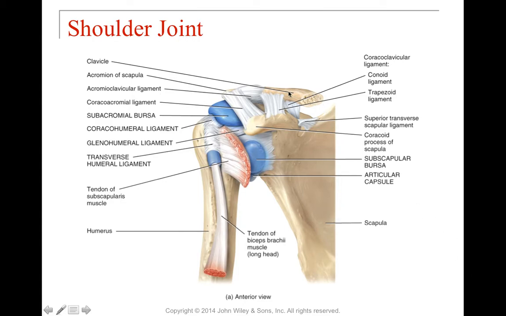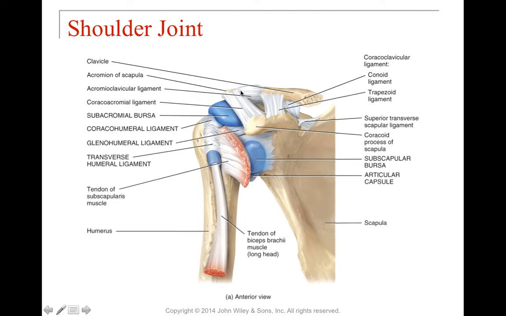So this is the clavicle. This is your collarbone, right? And then this is your humerus, and this is your scapula. Your scapula has that coracoid process that sticks out, and that's going to be very important because that coracoid process is going to interact here by the coracoacromial ligament to the clavicle, right?